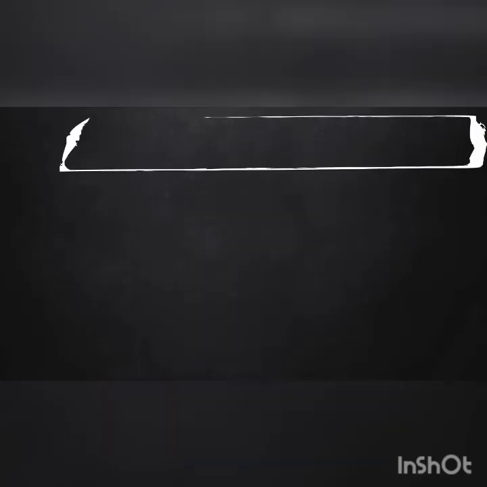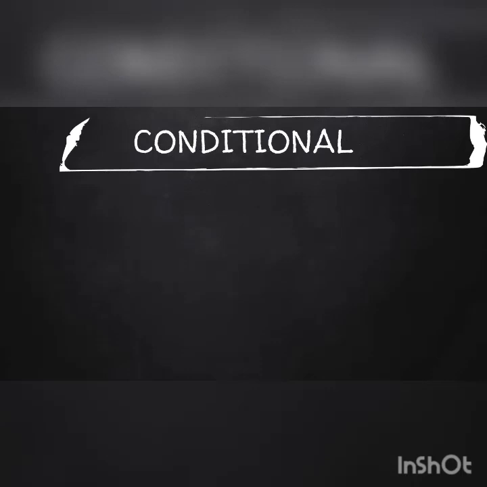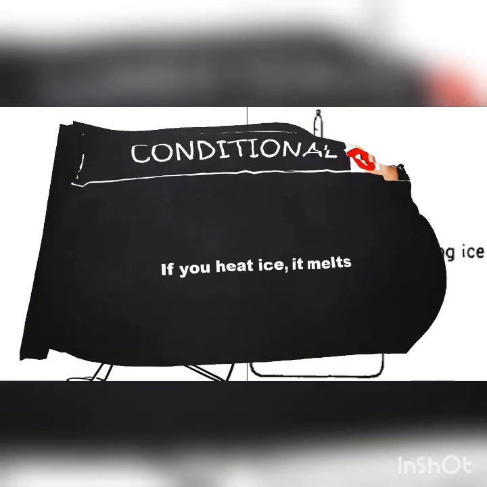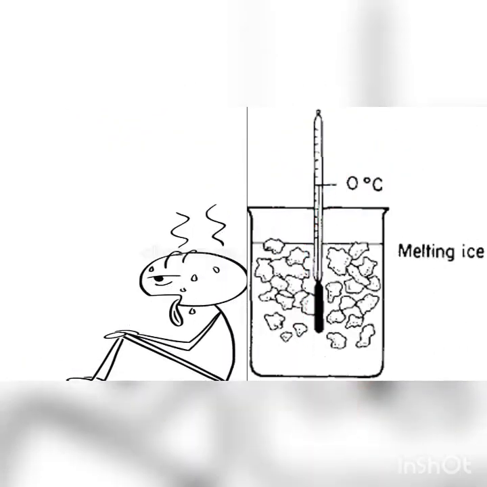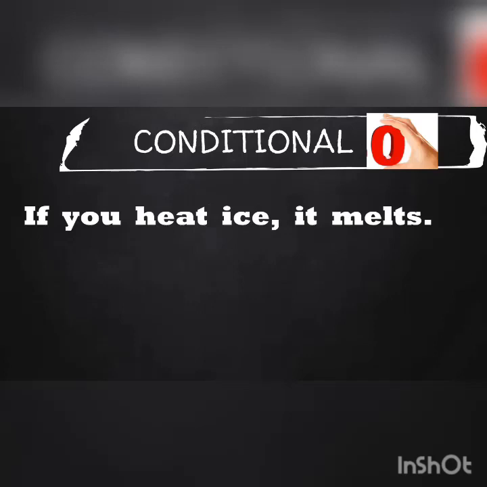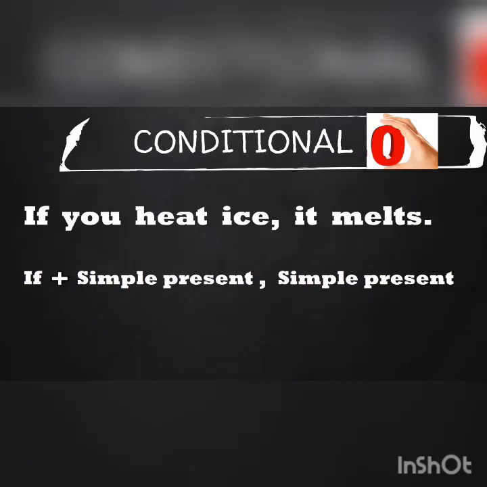The first type of conditionals is called conditional 0. It is called 0 because it's just about facts, truths, things we all know. For instance, if you heat ice, it melts. So, from the example we have, if you heat ice, it melts, we get the following structure. If plus the simple present, which is the verb heat, it is in the simple present, plus a simple present, which is the verb melts, it is in the simple present.